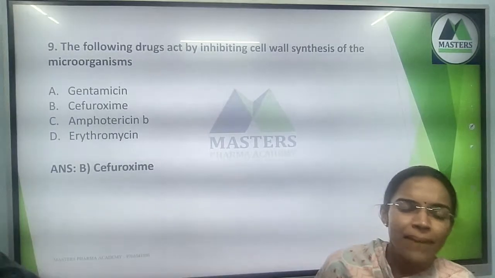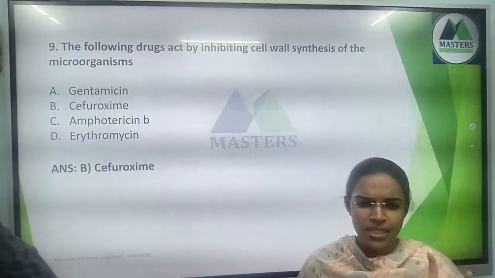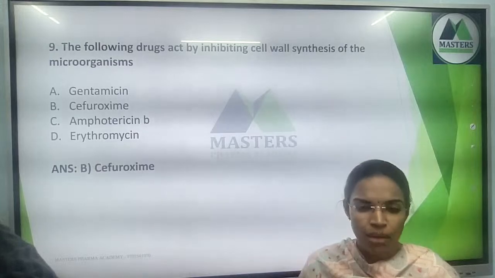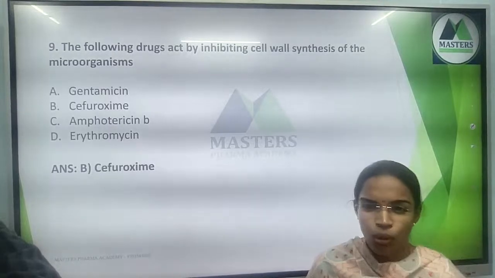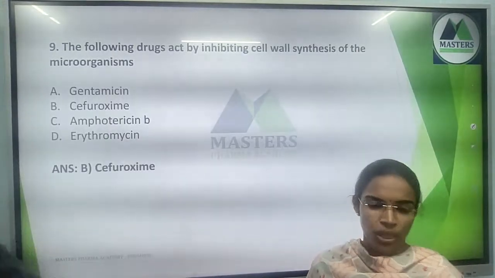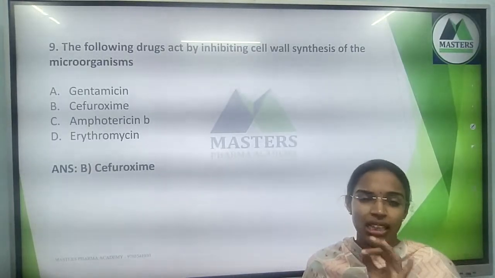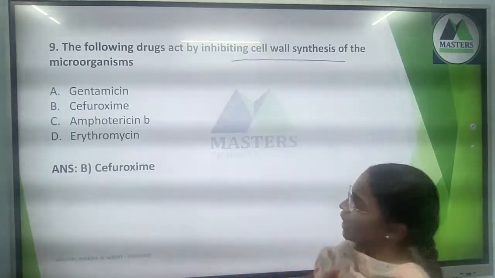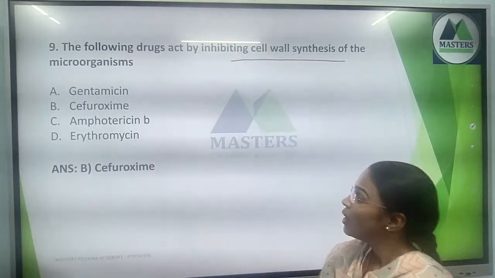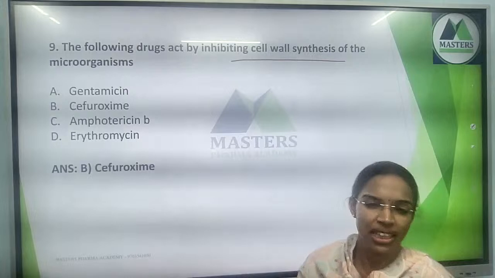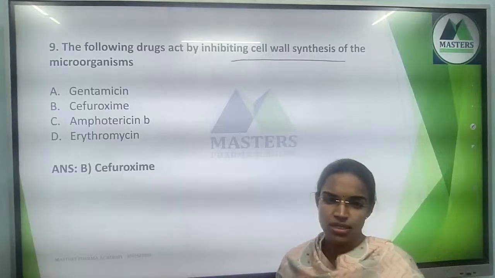Cephalosporins. Cephalosporins are beta-lactam antibiotics. We should always remember whenever our option has a beta-lactam antibiotic, they are again of two types: penicillins and cephalosporins. Both belong to the beta-lactam class of antibiotics. The mechanism of action of beta-lactam antibiotics is inhibiting the cell wall synthesis of microorganisms. So among these options, cefuroxime is a beta-lactam antibiotic, a cephalosporin, and it acts by inhibiting the cell wall synthesis of microorganisms.